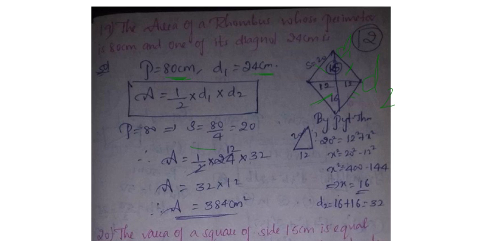Total 80. So one side we are having 20. This diagonal, if we cut into two parts, one side we know is 12. We know 20 and 12, but we don't know this side now. How to find this side, you say? By using the Pythagoras theorem. I hope you all know about the Pythagoras theorem.